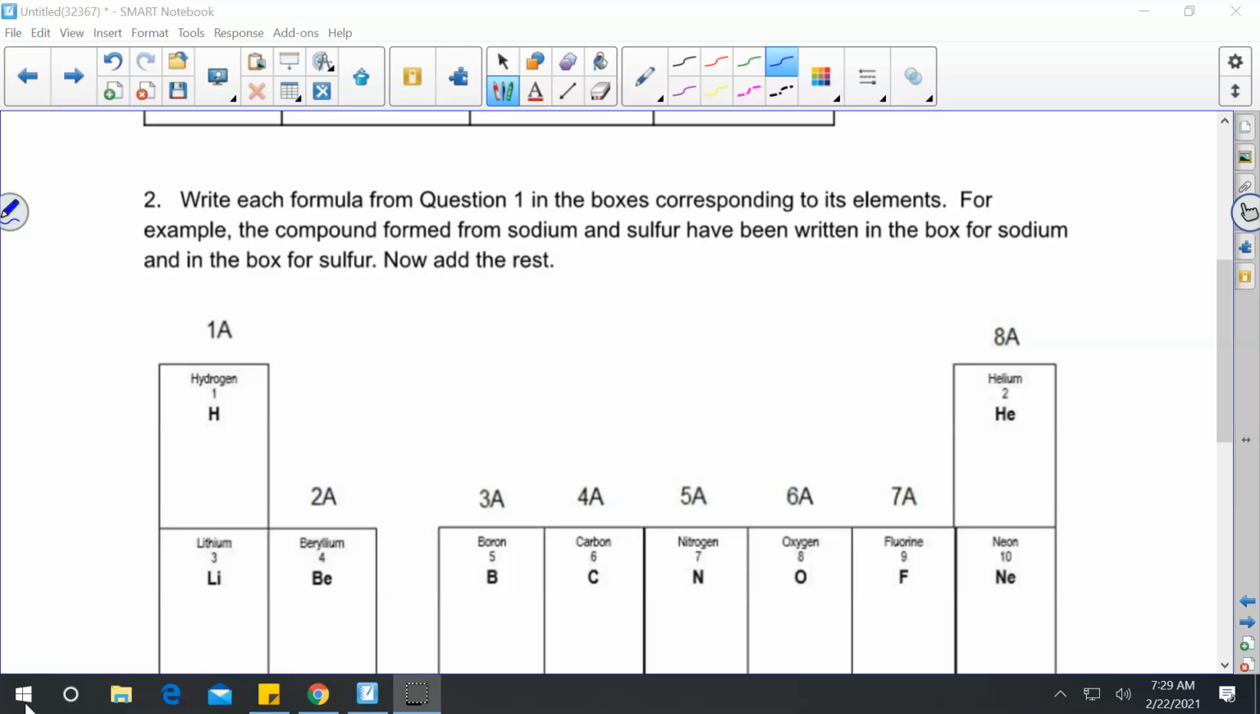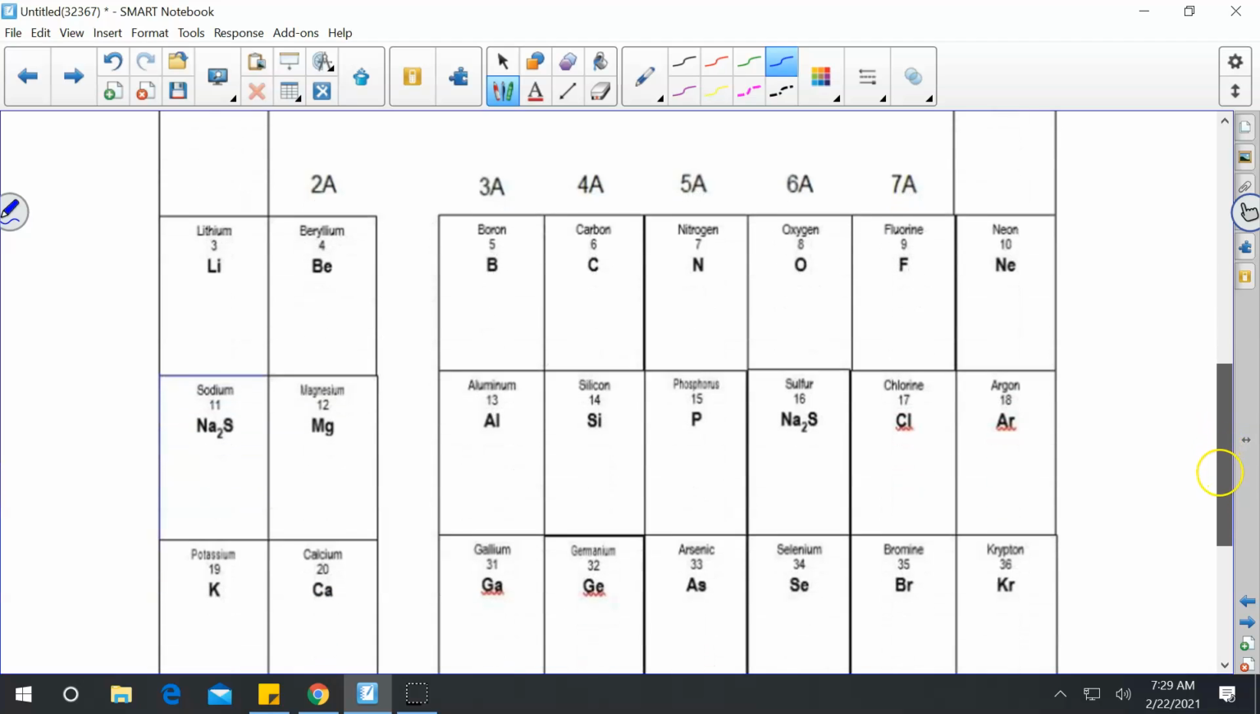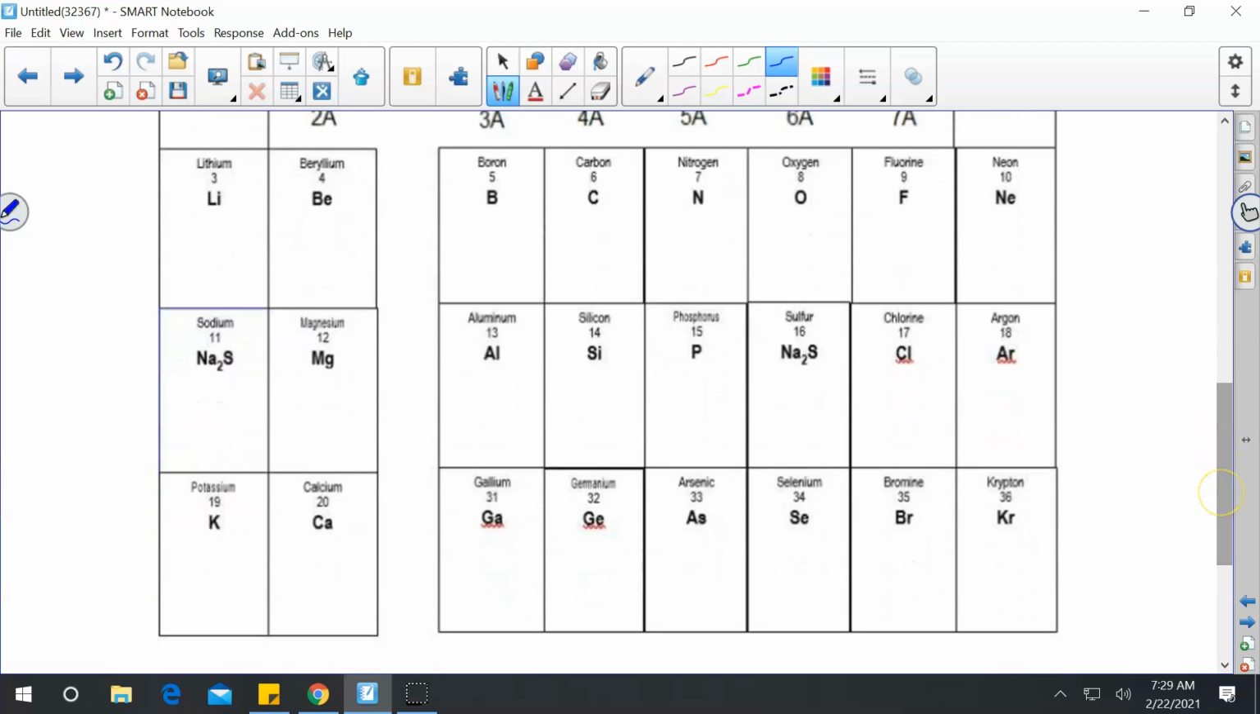So on part 2 here, you are just writing each formula for question 1. So you go back and look at your question 1 compounds, and you're just going to put them in the boxes here. They did an example here, so I did calcium oxide, so I'm just going to write calcium oxide here, and then I have to put it here also to cover the 2 different substances.